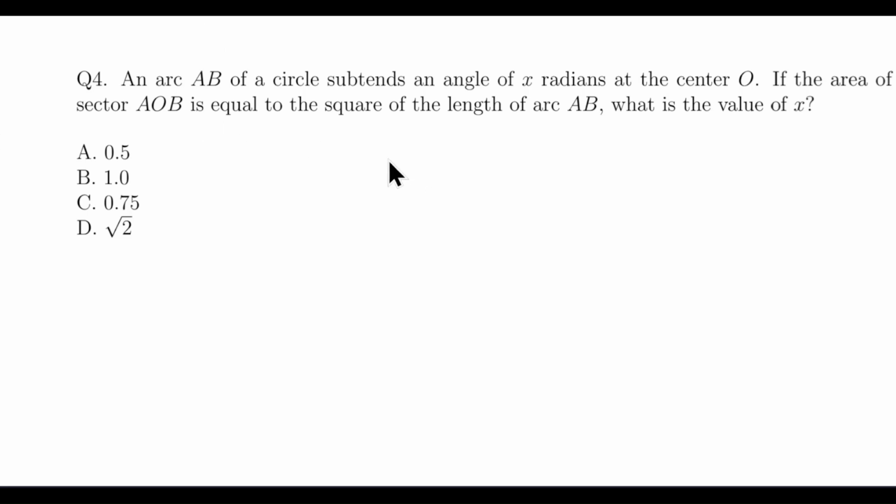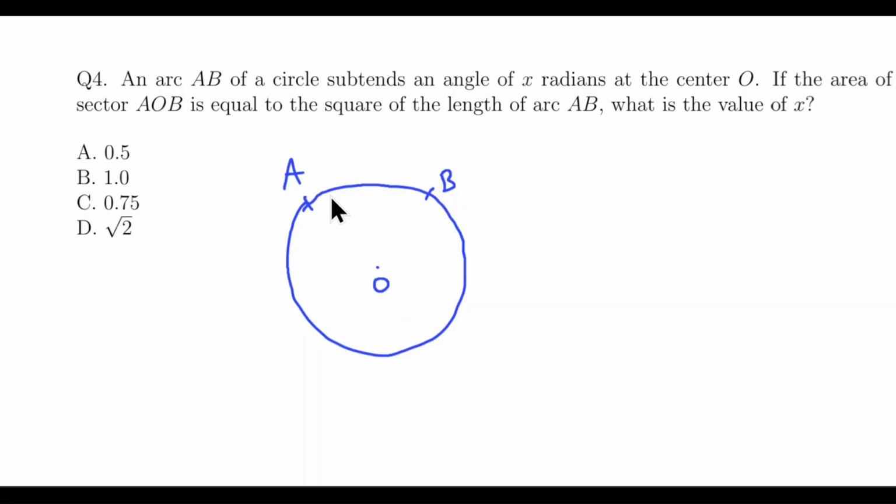Right, we have another question here. There's an arc AB of a circle that subtends an angle of x radians at the center. So I'm going to draw a rough sketch. The center is O, and let's call this A, and let's call this B, and this is my arc, and it subtends an angle of x radians at the center. Fair enough. If the area of this sector AOB is equal to the square of the length of the arc AB, let's say the length of the arc AB is L.